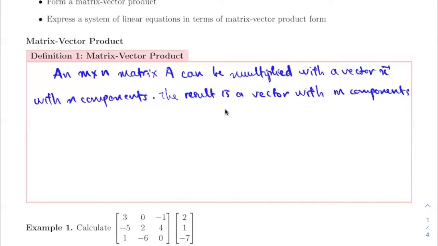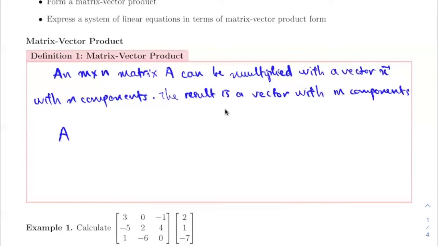We can see that the resulting vector has M components because from last time when we talked about matrix multiplications, the column dimension of the matrix on the left has to be the same as the row dimension of the matrix on the right. So in this case, even though we have the matrix vector product, the column dimension of the matrix A has to be the same as the row dimension of the vector X on the right.